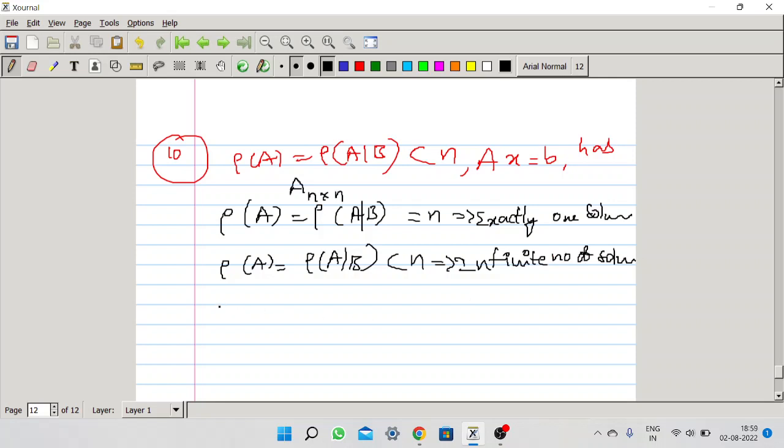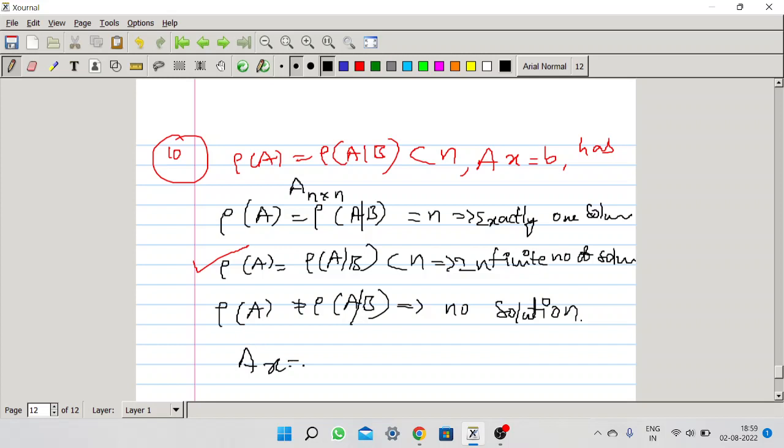There is a third case also. Whenever rank of A not equal to rank of [A|b], it implies no solution. Here the question is direct about the second statement. So from this we can say infinite number of solutions. So the linear system Ax equal to b has infinite number of solutions. So option C is correct.